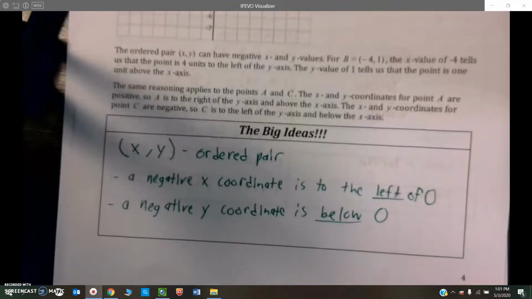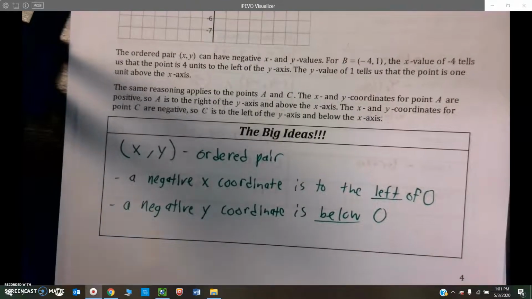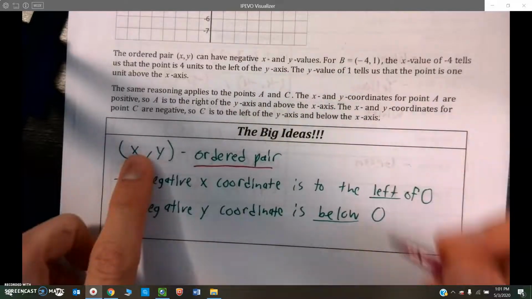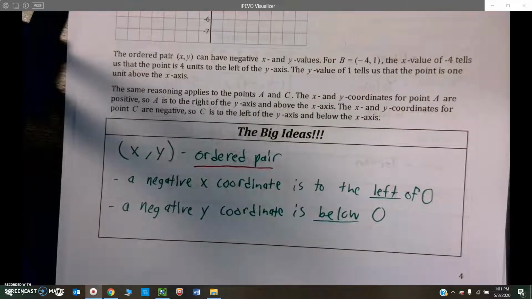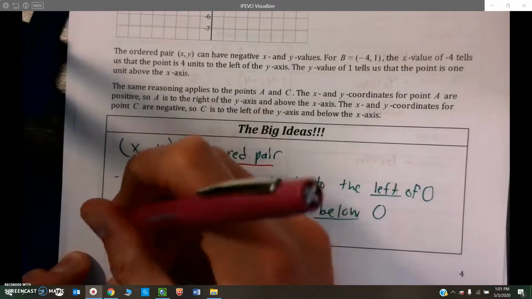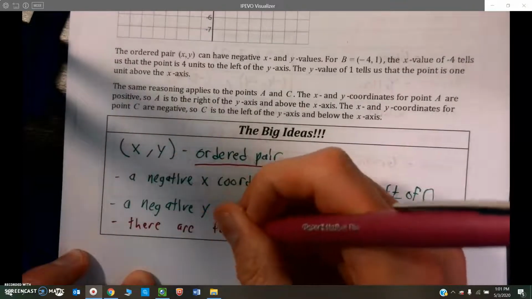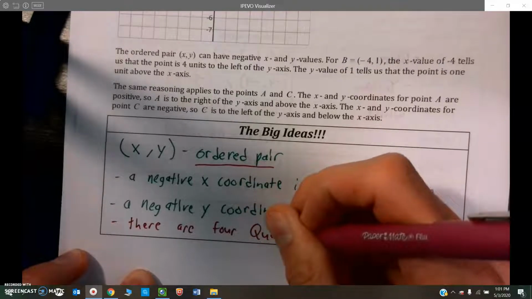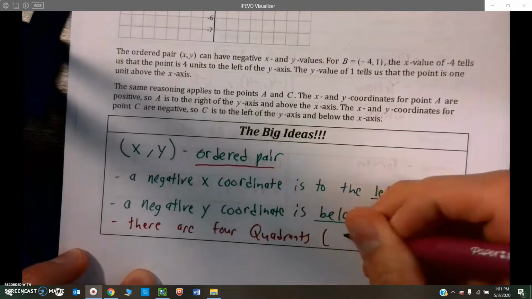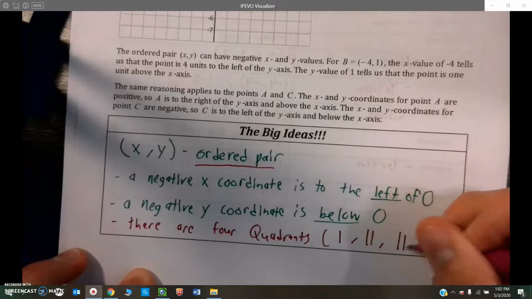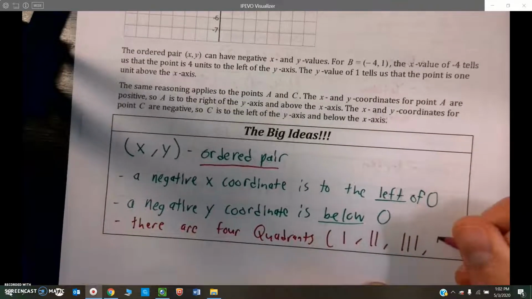All right. So, big ideas, lesson summary. You need to know that ordered pairs are always written as x, y. That's what an ordered pair looks like. A negative x coordinate is to the left of 0. A negative y coordinate is below 0. And we should also write there are 4 quadrants on a coordinate plane, right? There's 1, 2, 3, and 4.